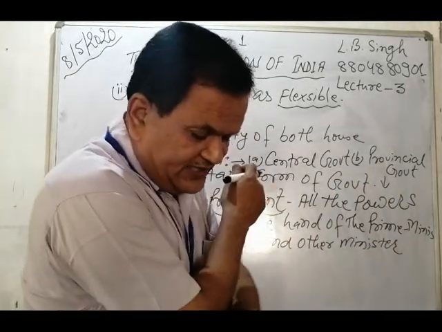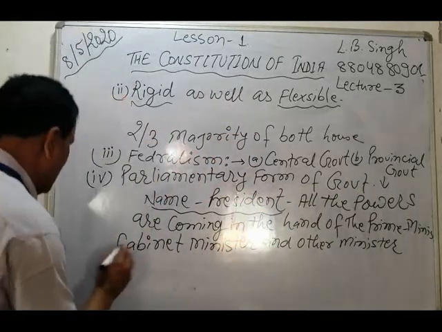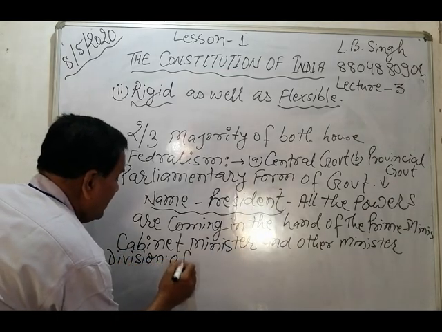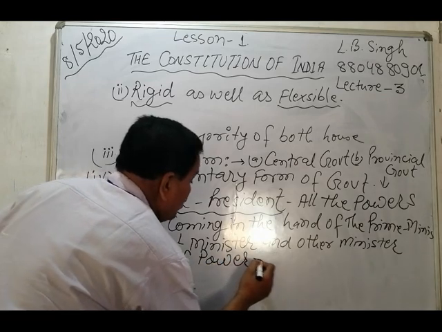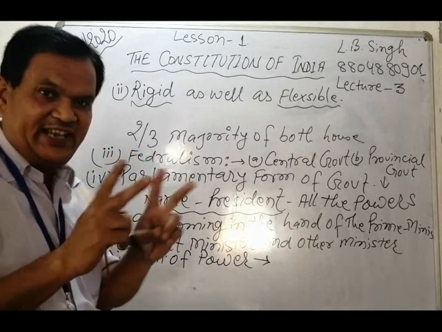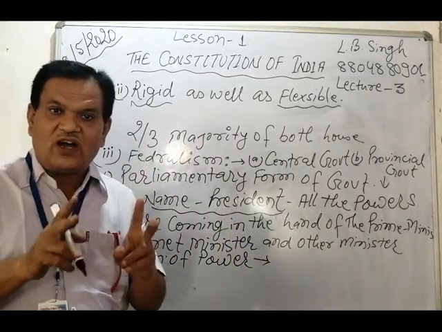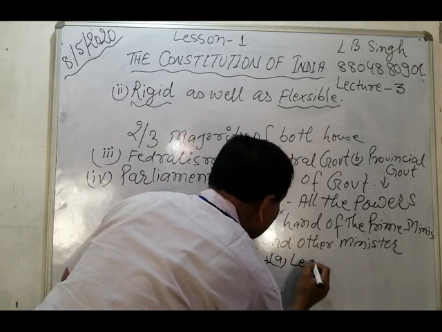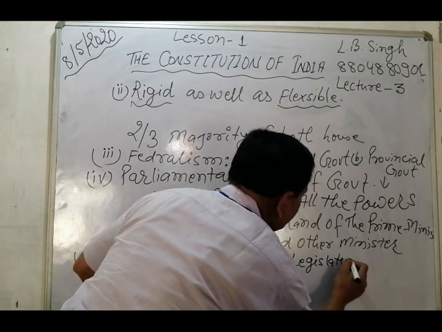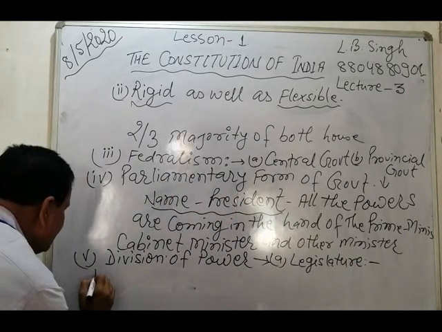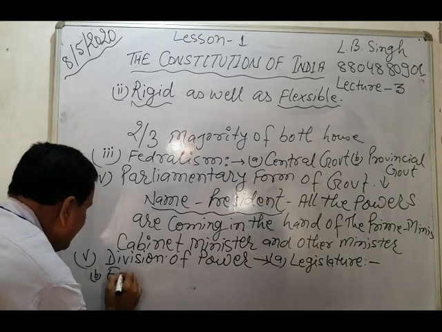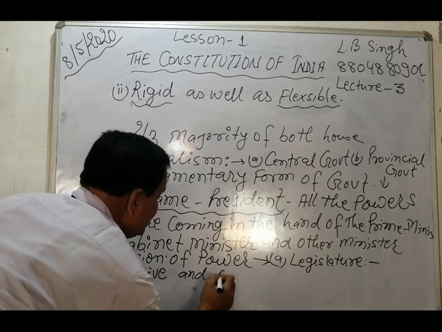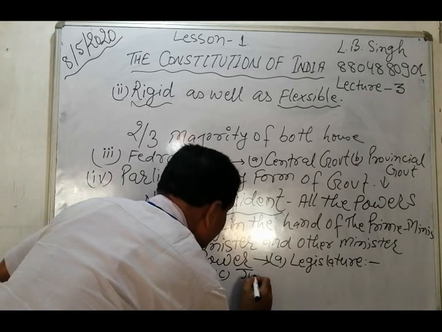Now the next one is division of power. We have to study about division of power. You know this thing. There are three organs of our government. One is the legislature, the other is the executive, and the third one is the judiciary.